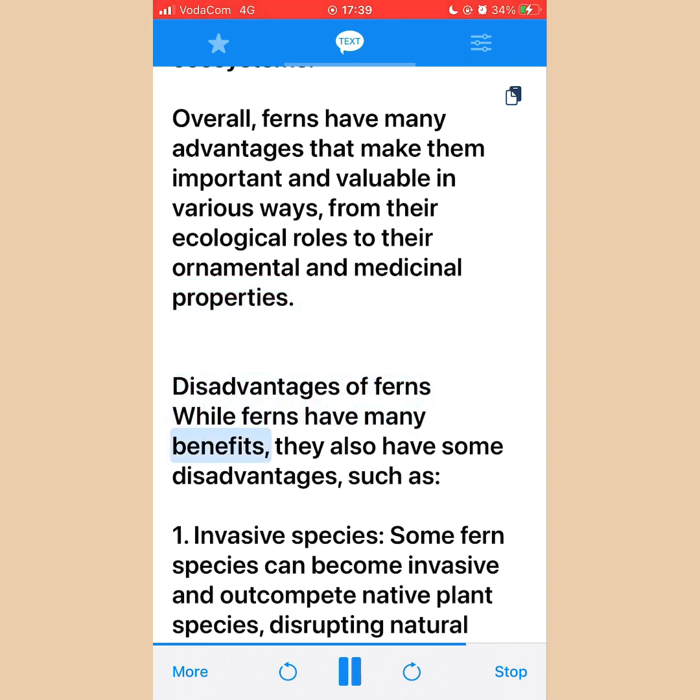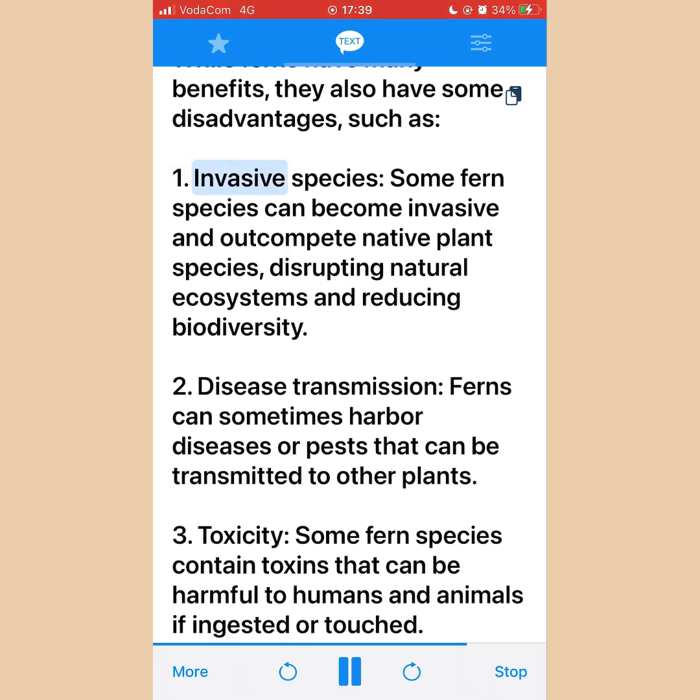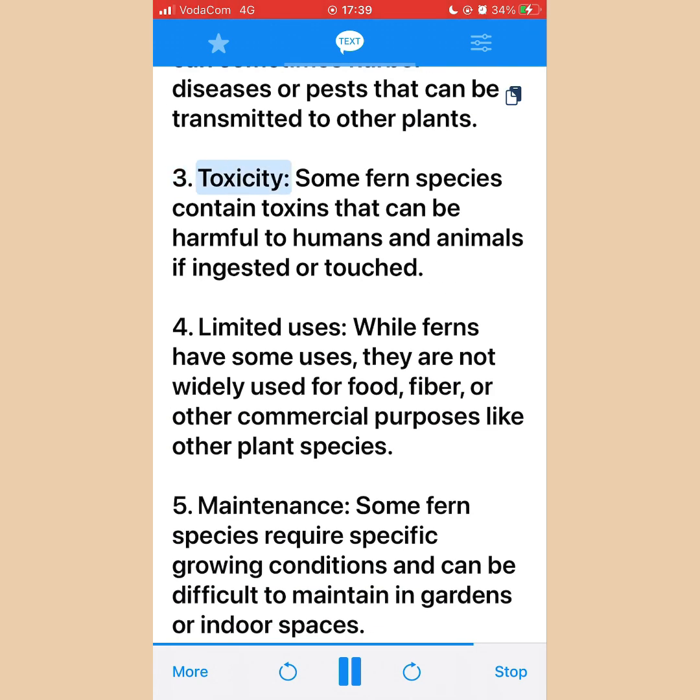Disadvantages of ferns. While ferns have many benefits, they also have some disadvantages, such as: 1. Invasive species. Some fern species can become invasive and outcompete native plant species, disrupting natural ecosystems and reducing biodiversity. 2. Disease transmission. Ferns can sometimes harbor diseases or pests that can be transmitted to other plants. 3. Toxicity. Some fern species contain toxins that can be harmful to humans and animals if ingested or touched.